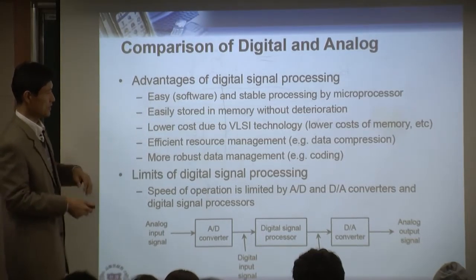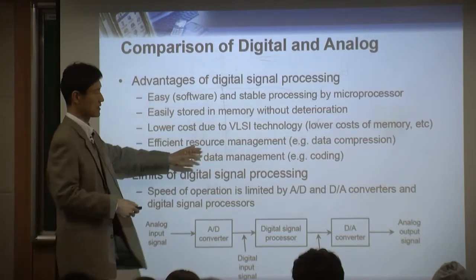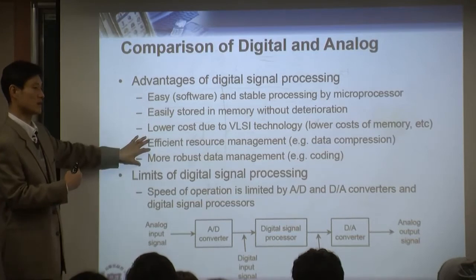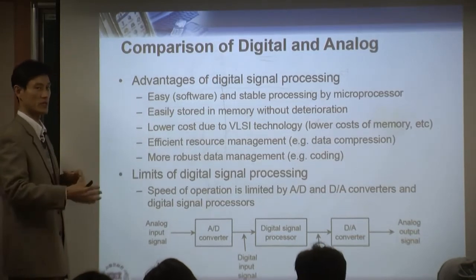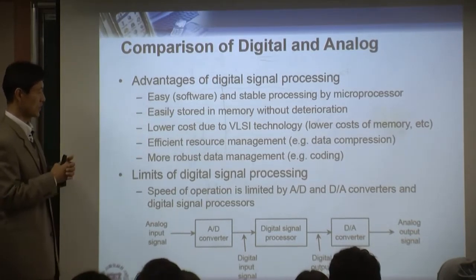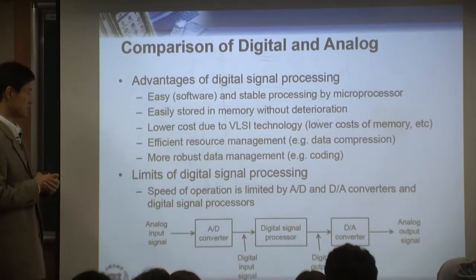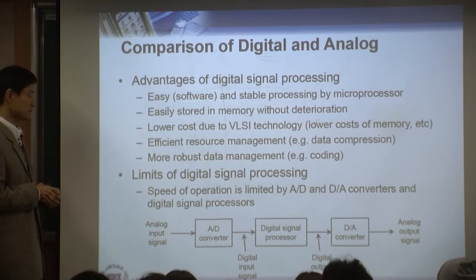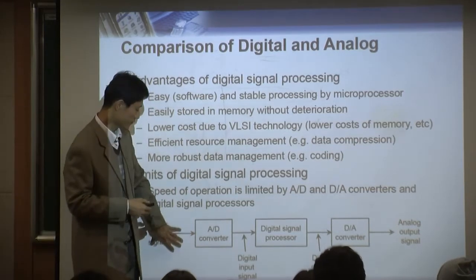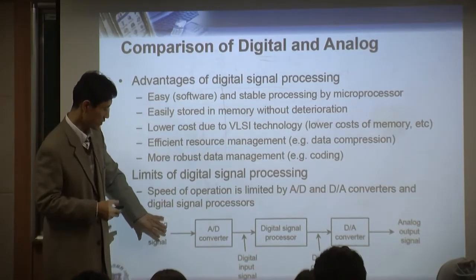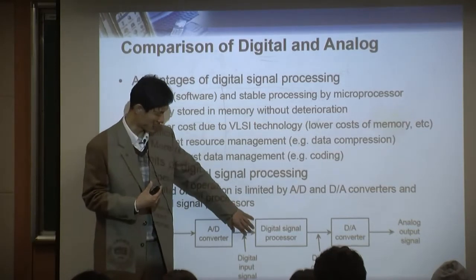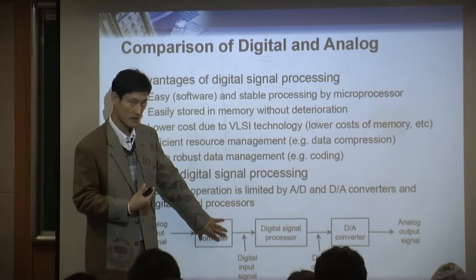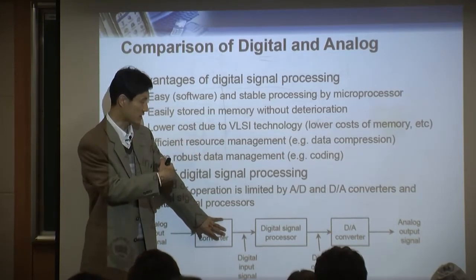Also data management, coding. We're going to look at some of these things later. But this is actually also very important. We do some processing to do compression, to do coding. All these things are possible when you have digital inputs. We also have a limit of digital signal processing. Because when you convert the analog signal to digital signals, inside here you are doing sampling. We're going to look at that in the next slide.